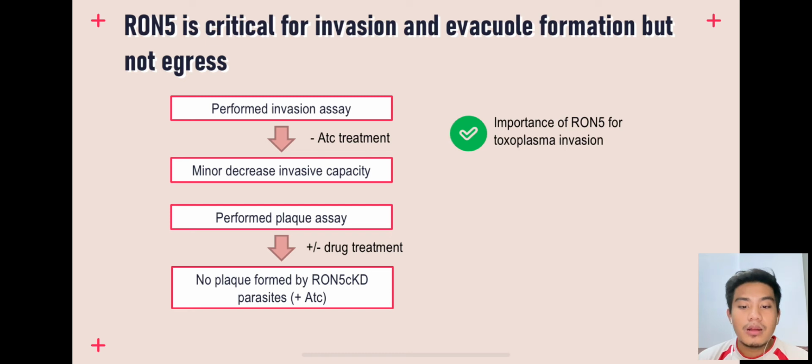Next, plaque assays were performed to better assess the invasion defect over the course of several lytic cycles. While wild-type parasites develop plaques readily in the presence or absence of drug treatment, the RON5 CKD parasites did not produce plaques in the presence of ATC, despite having a 100-fold higher parasite load. This finding demonstrates the important role of RON5 in Toxoplasma invasion.